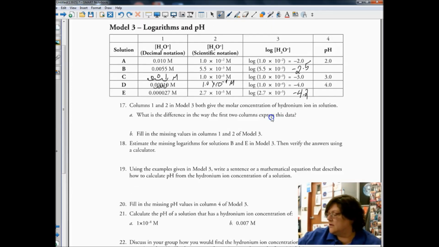Verify the answers using a calculator. So now we're going to plug it in. Log of 5.5 E negative 3, negative 2.25. Okay, well, I was off. And of course, pH is the opposite. Notice the sign has changed. It's the negative log of the hydronium concentration. So the actual answer here, 2.25, I'll just round to two significant digits, 2.3.